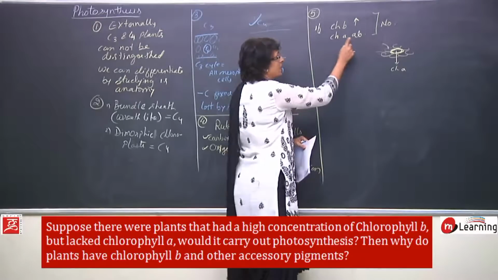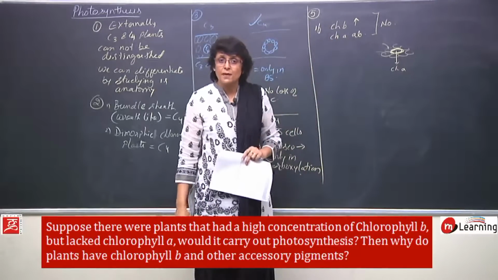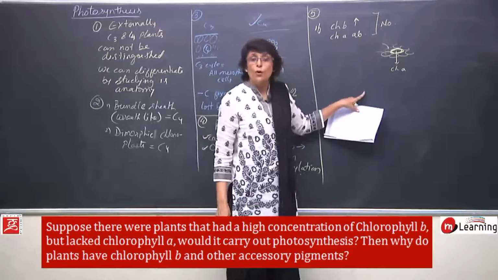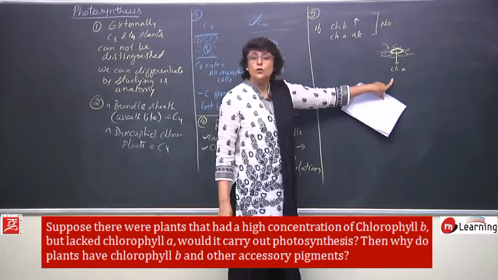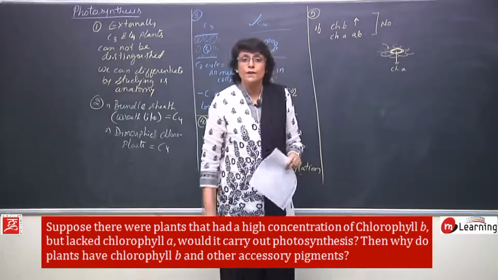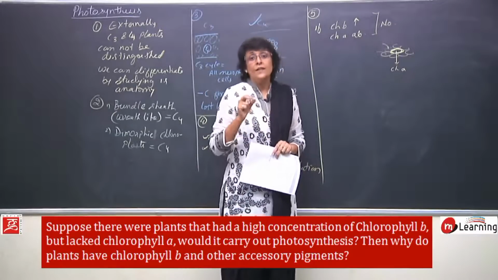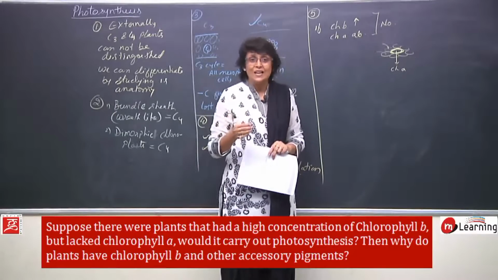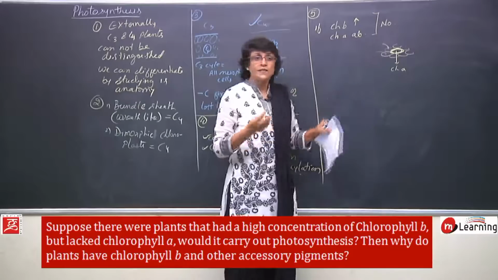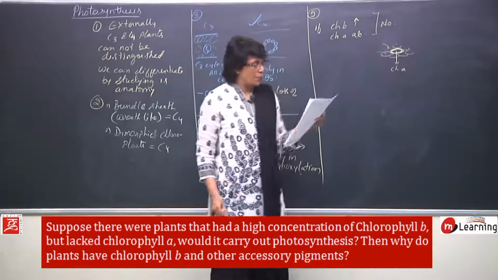In this condition, they are saying that if there is no chlorophyll A, will photosynthesis take place? The answer is no, because in a photosystem, the reaction center chlorophyll is always chlorophyll A. So, this is the pigment from where the reaction will actually start. So, if there is no chlorophyll A, this reaction will not start. So, the first part answer is no.